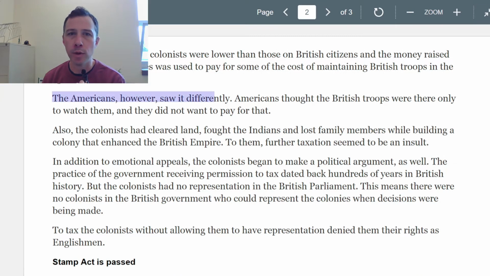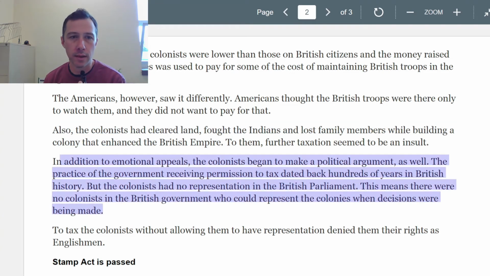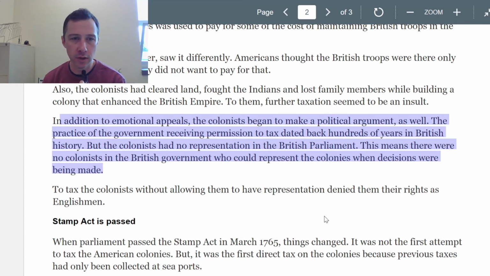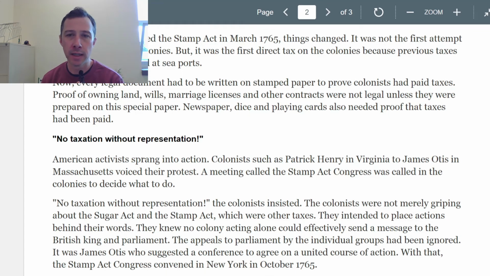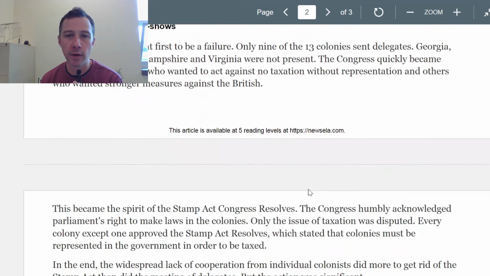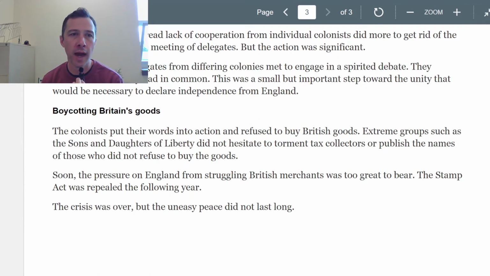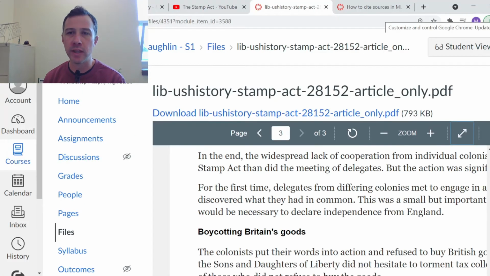They thought that the British were there to watch them. That might be like the Quartering Act. This is a reference back to the French and Indian War, that they were helping the British Empire. Then we have here the no taxation without representation claim. So this article gives them a lot of information that can help them back up that claim. It also gives them a lot of background information, as well as what happened as a result of the tax, particularly that the colonists started to boycott British goods. So we have them read it silently, annotate it, and then I read it back to them so that they can get a second pass at it.